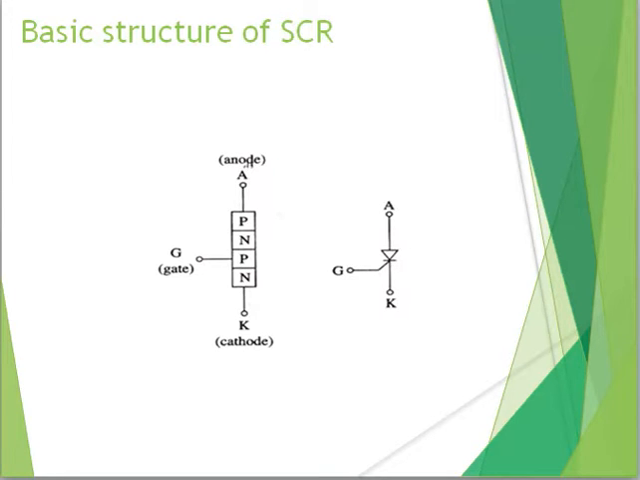As you can see, there are 3 junctions, junction J1, J2 and junction J3. In order to turn on SCR, the anode must be at a higher positive potential than the cathode. That means SCR should be forward biased. Basically, the SCR is a unidirectional device and the gate current can be only positive. The gate current can flow only in one direction, that is into the gate terminal.